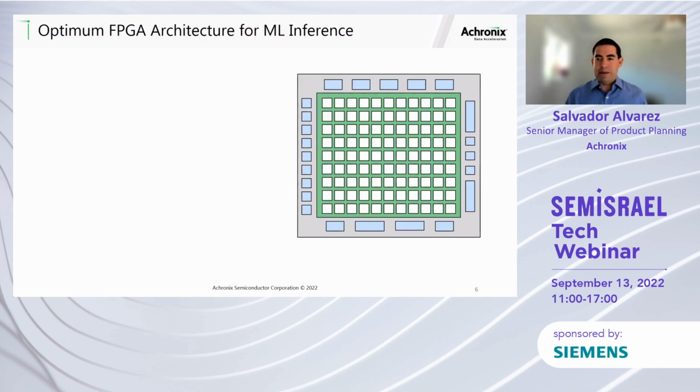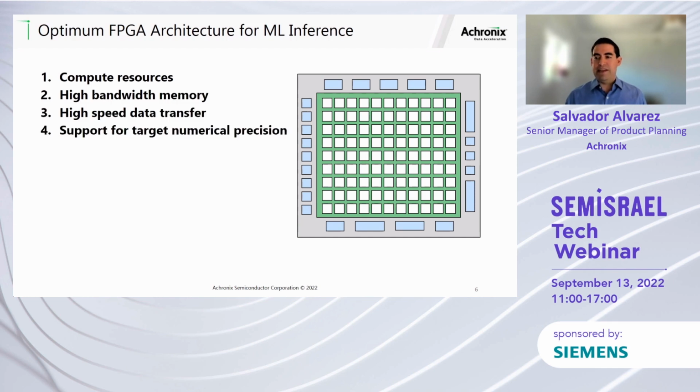When we look at the marketplace, there is a wide range of FPGAs architectures available today. But let's look at specifically what's required for machine learning. AI inference requires high-intensity multiply accumulate functions with lots of data stored in quickly accessible memory. Let's take a look at each one of these requirements.